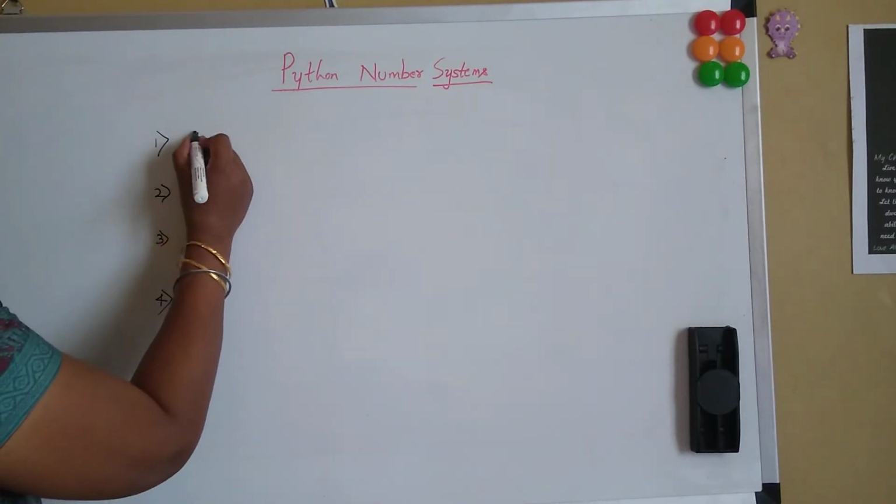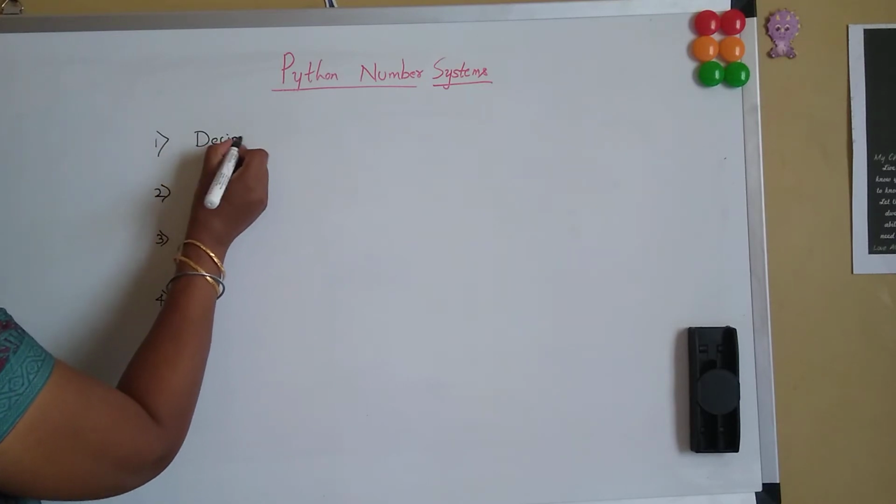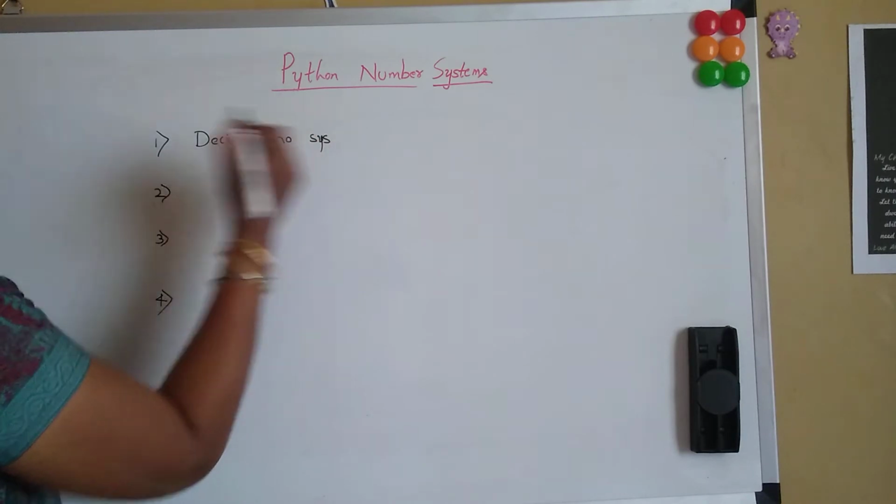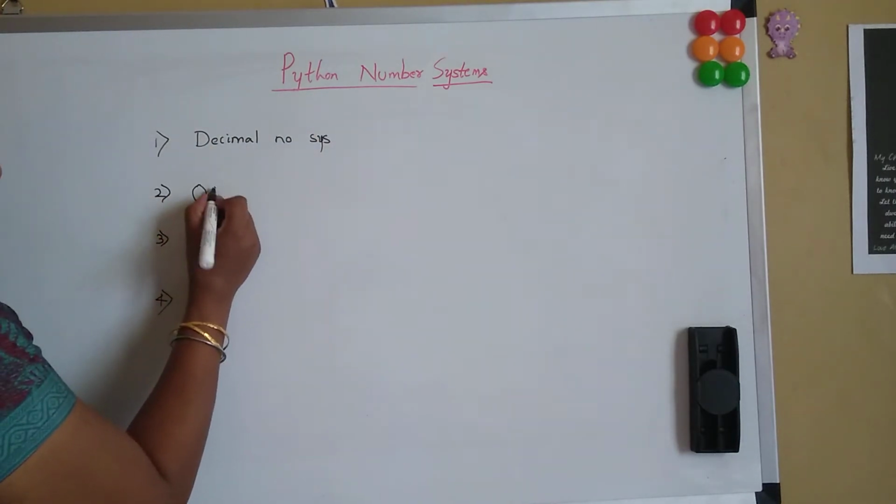They are the decimal number system, the binary number system, the octal number system, and the hexadecimal number system.